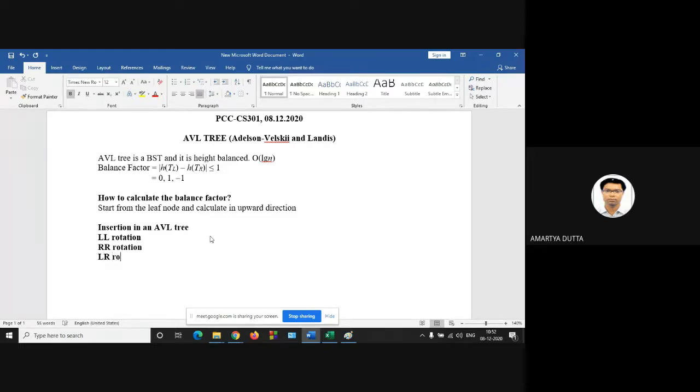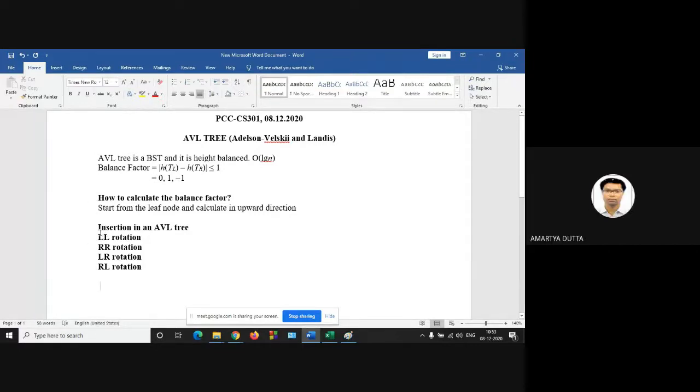LR rotation, and RL rotation. Total four types of rotations will be there for inserting a node in an AVL tree. Okay, so there will be total four types of insertions. Is it clear? Yes, sir.